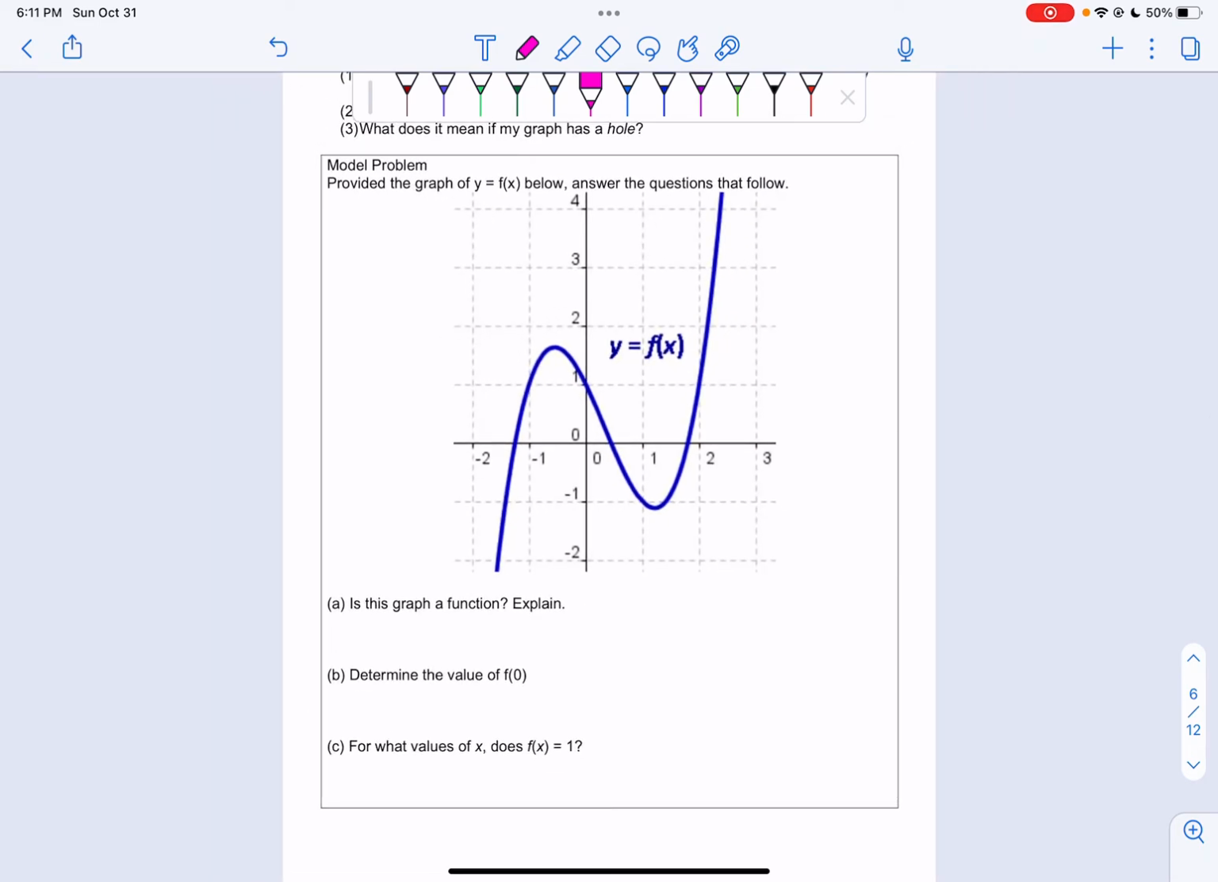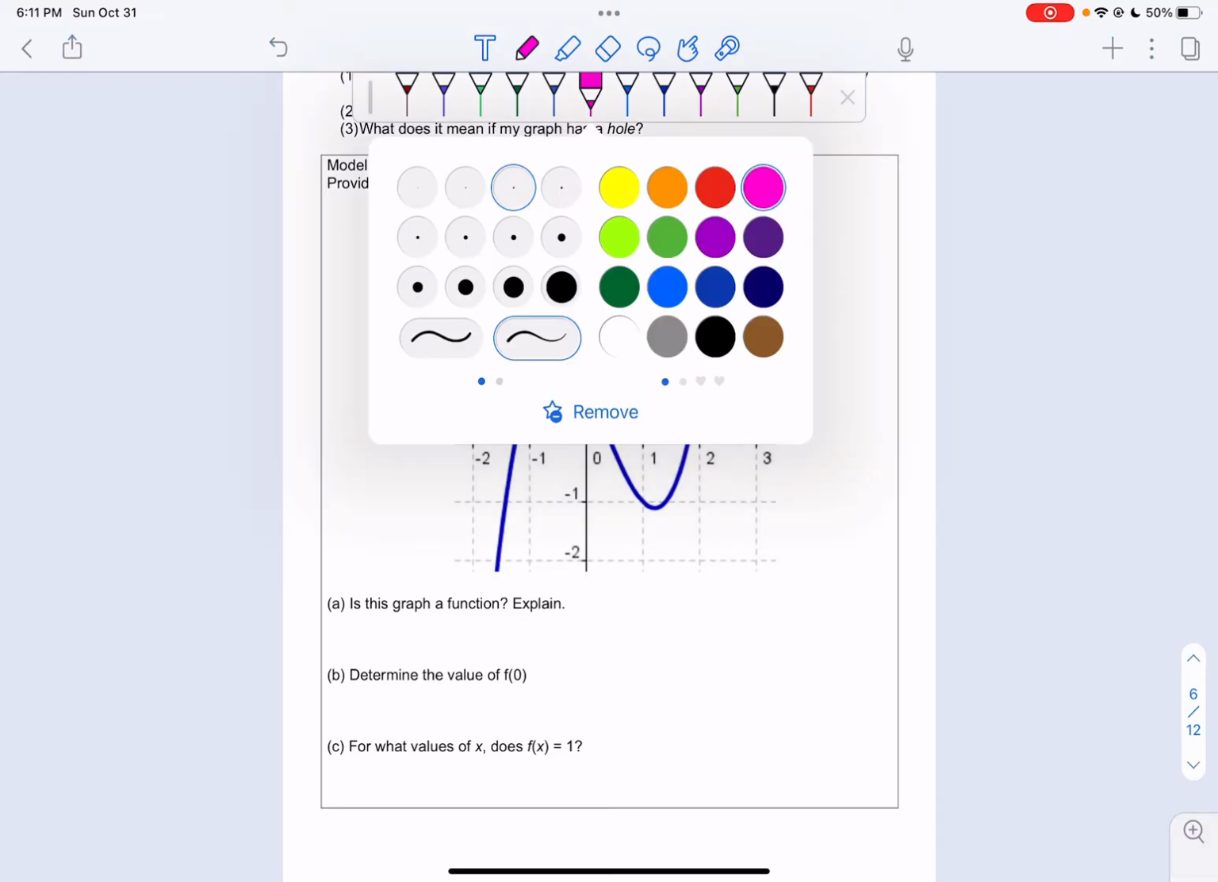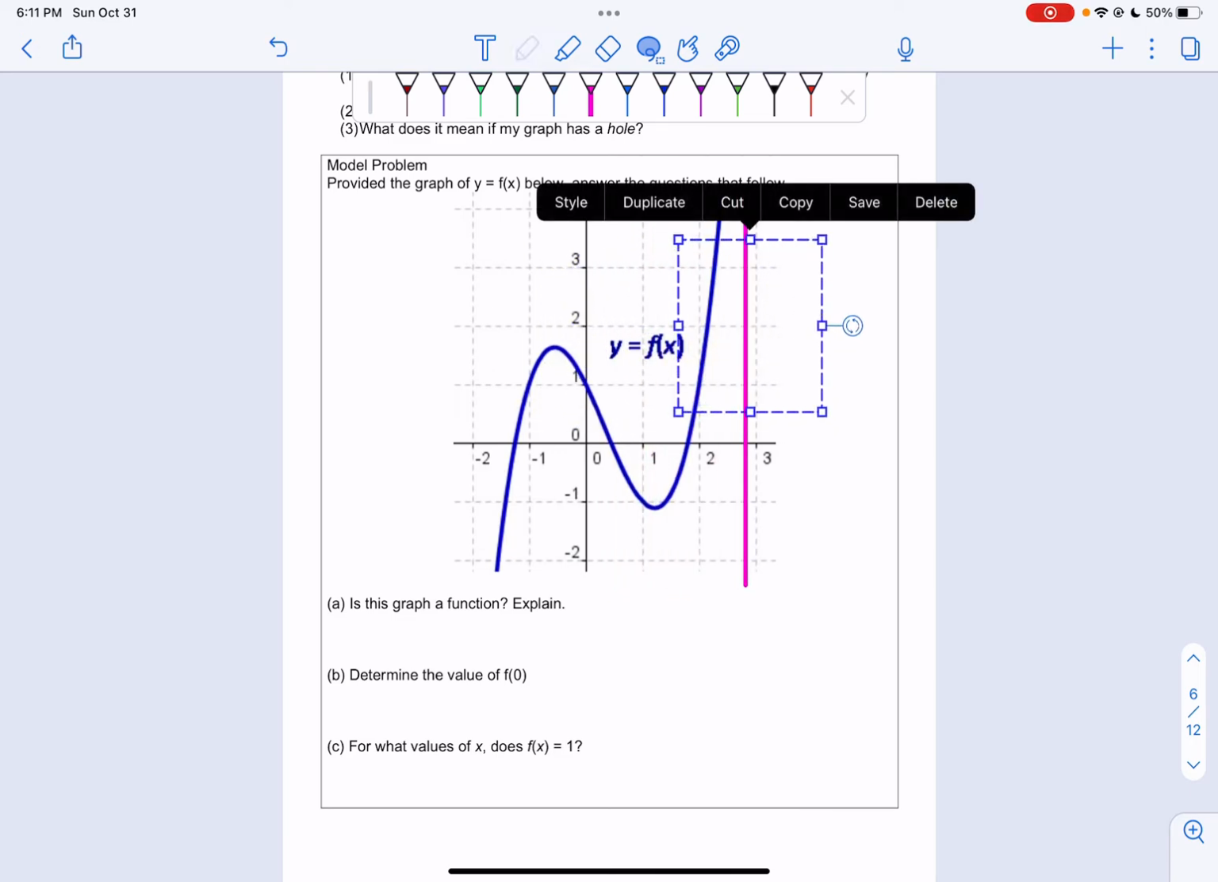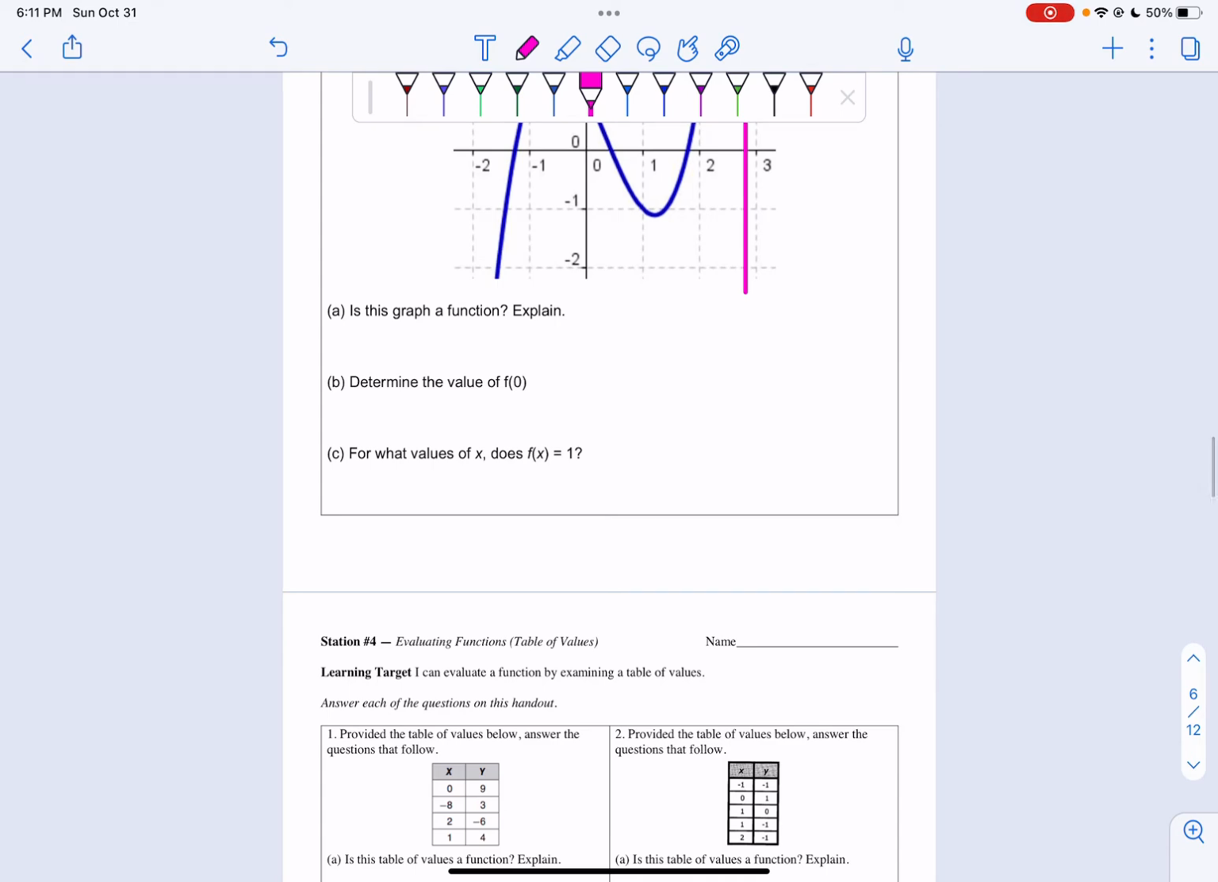If I look at these questions, the first one says, is this graph a function, and to explain. So the first thing I'm going to do is, I know that if I want to see if a graph is a function, I use the vertical line test. So I'm going to draw a vertical line, and I'm going to move it along my graph. If I move it along my graph, I always hit my graph once and only once. So I can say that this is a function because it passes the vertical line test.